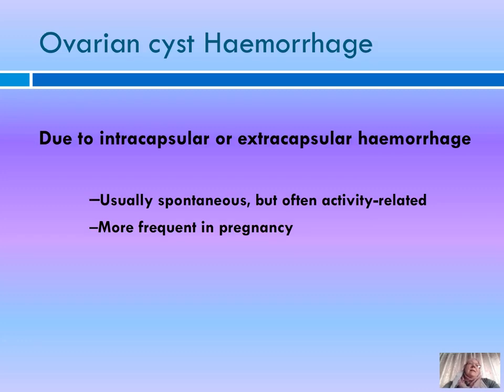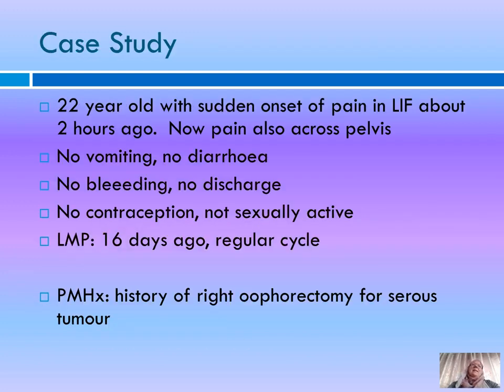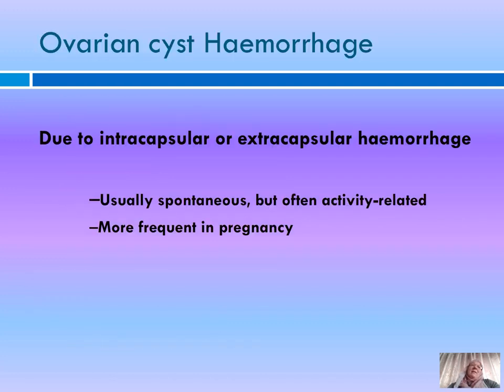So, what is the diagnosis in this case? This is an ovarian cyst hemorrhage. There's also other differential diagnosis. It could also be an adnexal torsion. It could also be an ovarian cyst rupture. But because in this case it started 2 hours ago and is getting worse and worse, this is most likely to be an ovarian cyst hemorrhage.